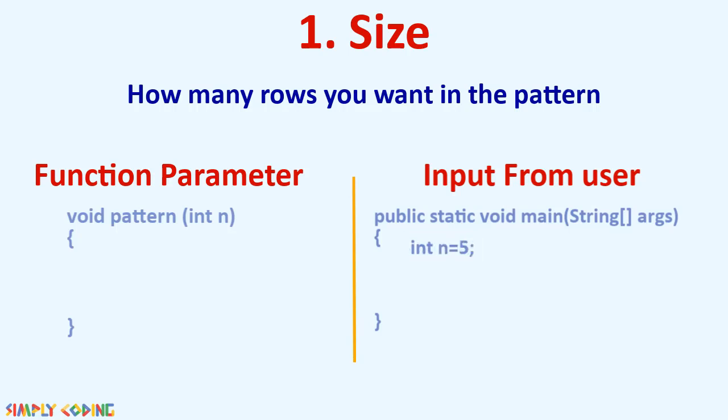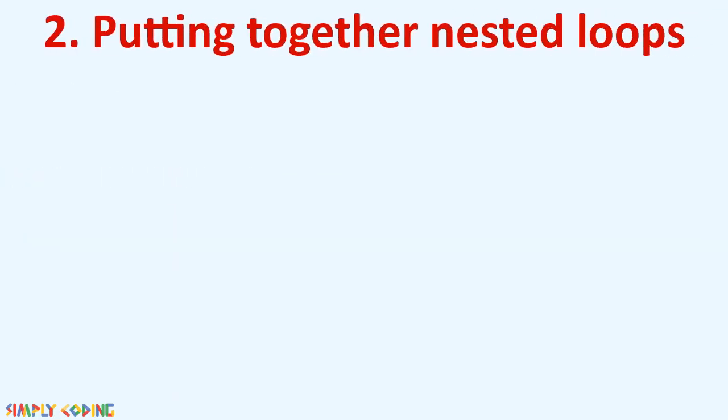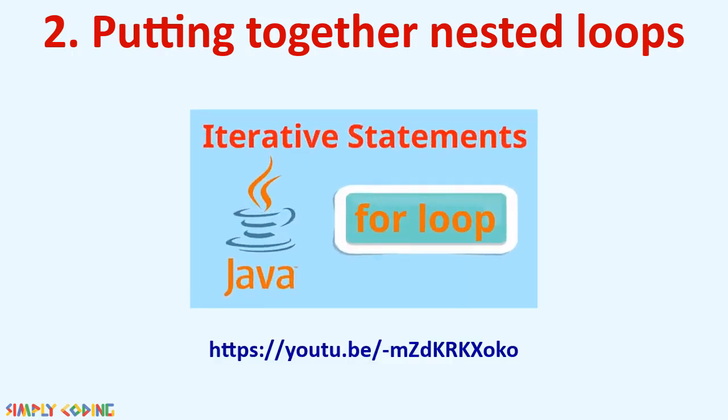Also in the remaining videos, we will just focus on the code to make the pattern. I will not write main every time as I assume that you will know how to just put the code inside any main or function block and compile it. Second point is that the pattern programs require you to use loops. If you do not know basics of for loop, please first watch my video on iterations.